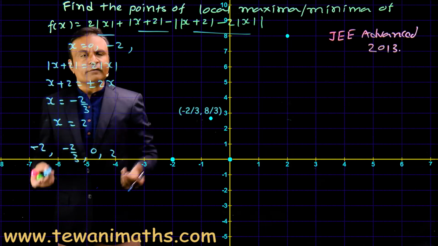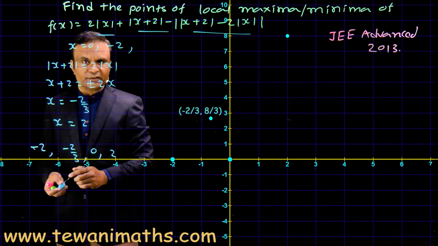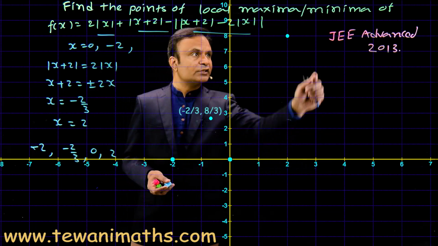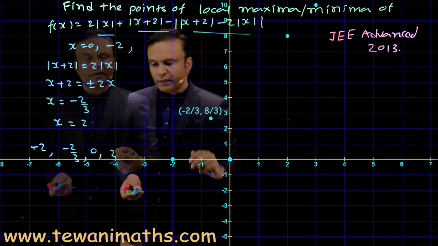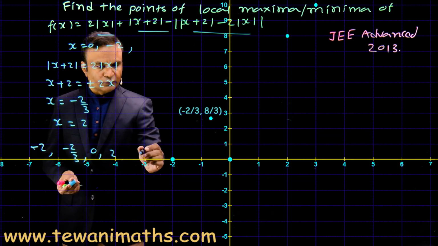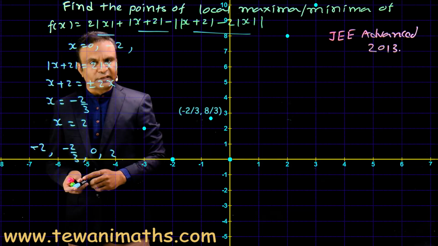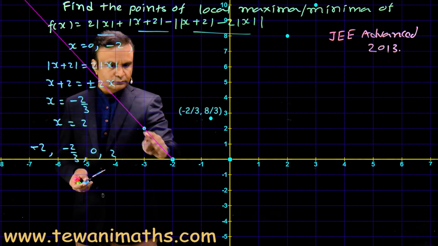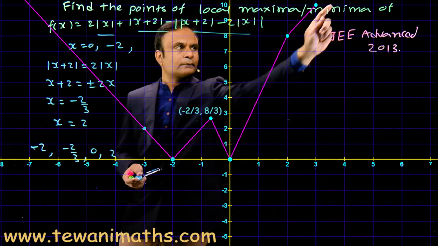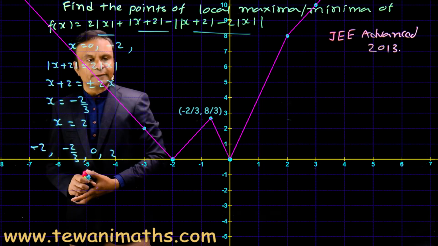We consider 2 more values of x, one after 2 and one before minus 2. So we consider x is equal to 3. At x is equal to 3, the value of function is 10. So we have this point, and we consider x is equal to minus 3 where the value of function is 2. So we have this point on the graph. Now we join all these points with line segments like this. So here we have the graph of this function. It's really a time saver method.